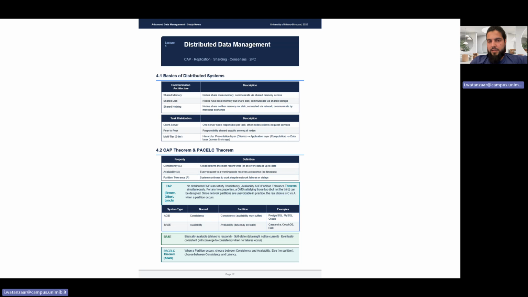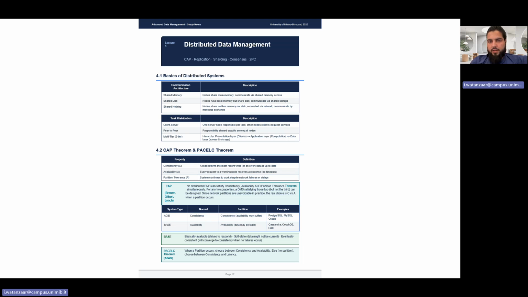So it can be designed since network partitions are unavoidable. We are taking the rest of the two based on the partition tolerance. I mean, networks are unreliable, okay? So network partitions are unavoidable in practice. So in the real choice, we are choosing between consistency and availability. The CAP theorem is also called the Brewer-Gilbert-Lynch theorem. So we are choosing, when partitions occur, between availability and consistency.